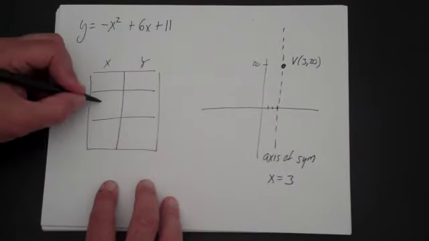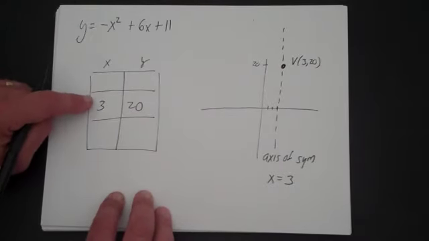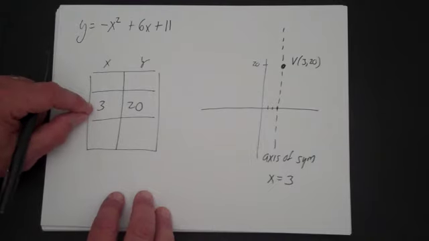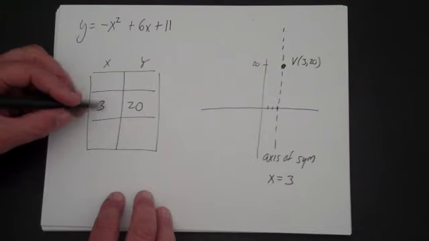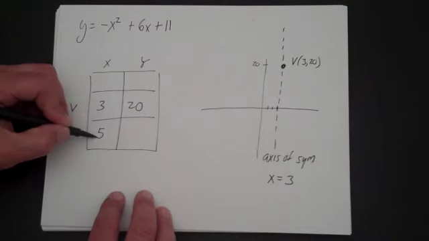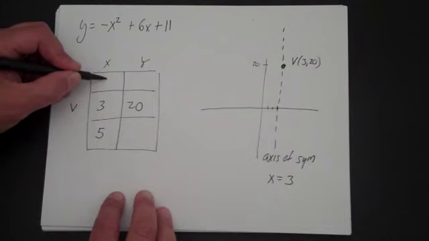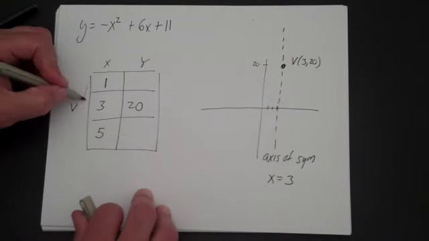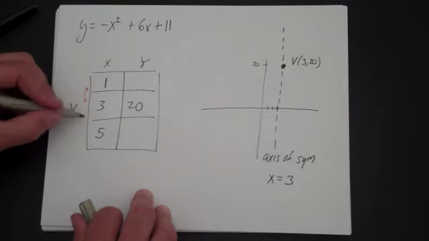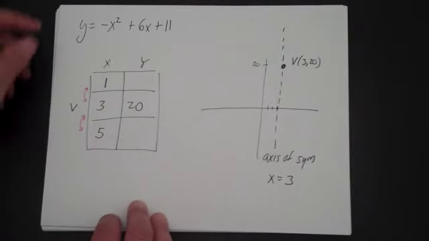Let's put the vertex in the middle. That's 3 and 20. Now I'm going to solve for y by choosing any x's I want. I can choose one x that's more positive than 3 and one x that's more negative than 3. I'm going to choose 5, and the distance between 3 and 5 is a positive 2, so I'll go minus 2, so that's 3 and 1. You don't have to do it that way, but that way the distance from the vertex is 2 on each side, and the y values for both will be the same.